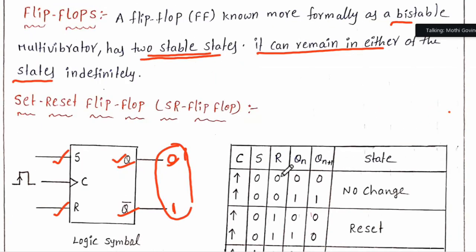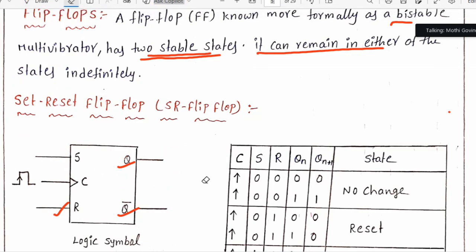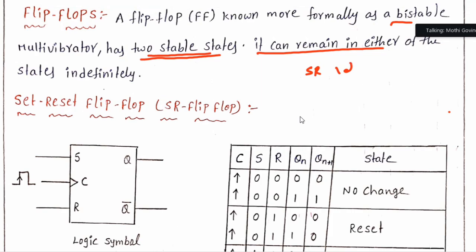Now I am going to discuss the SR flip-flop. S means set, R means reset, and we have already discussed the SR latch. Latch means no clock is given. SR flip-flop means it is clock enabled. The only extra term that comes in is the clock enable. So in a latch there is no clock.